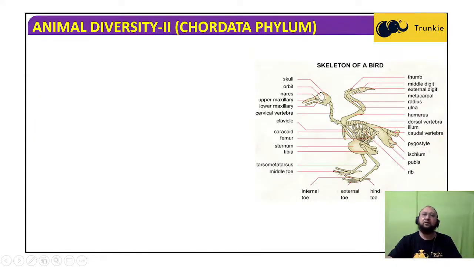Now, when you talk about the skeleton of the bird: thumb, middle digit, external digit, metacarpal, radius, ulna, humerus, dorsal vertebrae, caudal vertebrae, pygostyle, ischium, pubis, rib, etc. We find this similar structure in the mammals also. Skull, orbit, the sense organ, nares, upper maxillary in the jaw, lower maxillary, cervical vertebra. The vertebrae are like we have seen in the mammals also. Then the clavicle, coracoid, femur, sternum, tibia, tarsometatarsals in the leg, and middle toe.